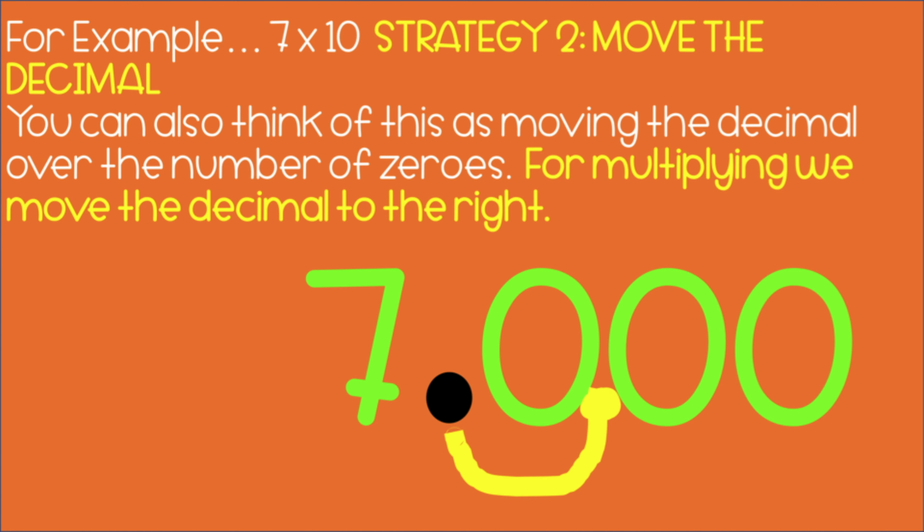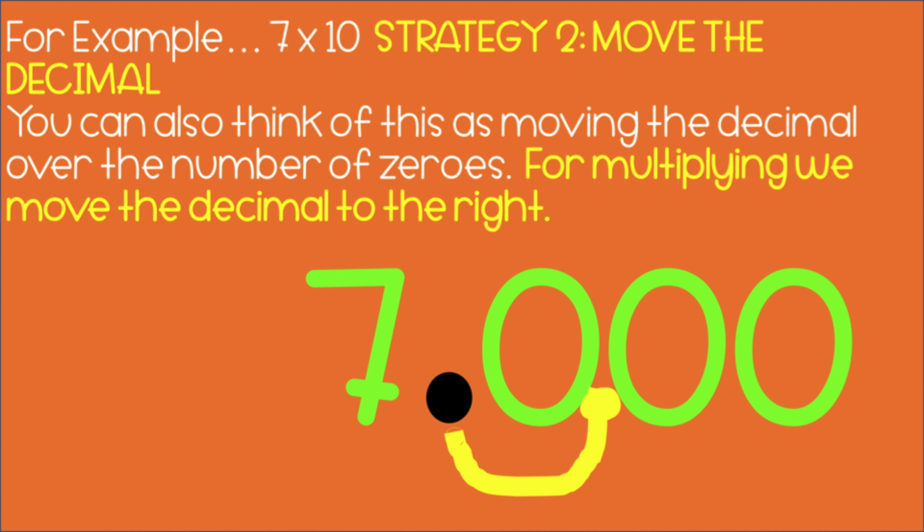Now we're going to move on to strategy numero dos, moving the decimal. So again, remember, this is strategies for problems that are multiplying a number times a 1 with a certain number of zeros after it. So for this one, we're moving the decimal and the number itself stays in place. Again, remember, all whole numbers have a decimal and then an unlimited number of zeros after it. You can also think of this as moving the decimal over the number of zeros. For multiplying, we're going to move the decimal to the right. And that makes sense, right?